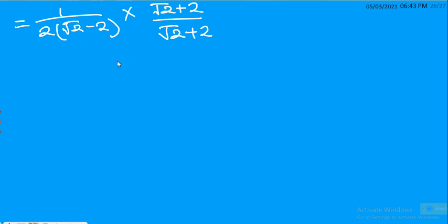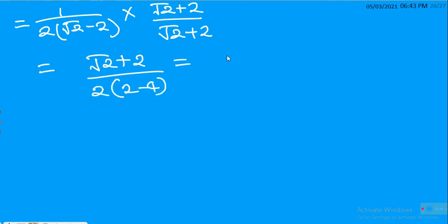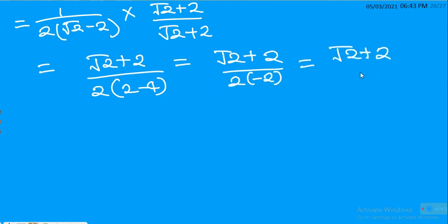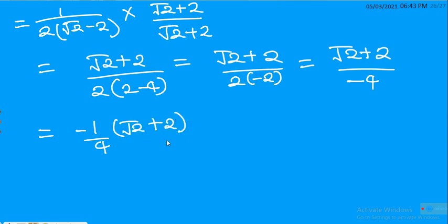The conjugate is root 2 plus 2. So that will give us root 2 plus 2 all over 2 minus 4, which is root 2 plus 2 all over 2 into minus 2, which is root 2 plus 2 all over minus 4. And guys, it can give us 1 over 4 times root 2 plus 2. That's the final answer.